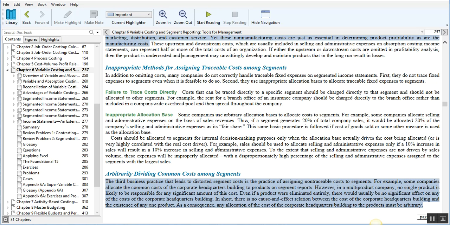So an allocation base, by the way, would allocate these traceable costs between product lines or even divisions based on some kind of a meaningful statistic. And we can talk about that more in class, but when we're talking about an allocation base, we're talking about something that makes sense.